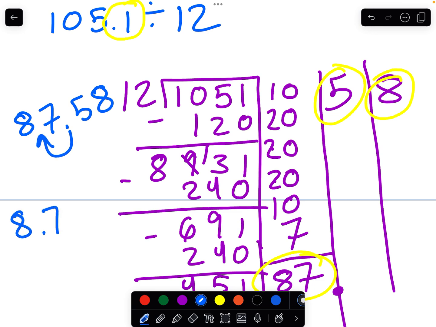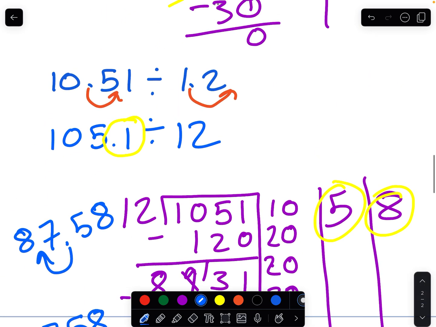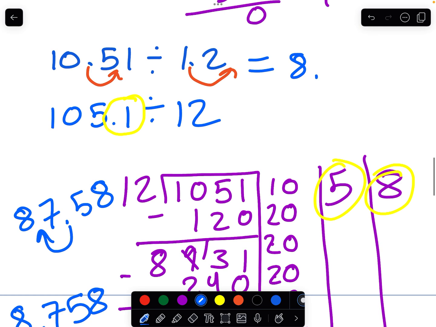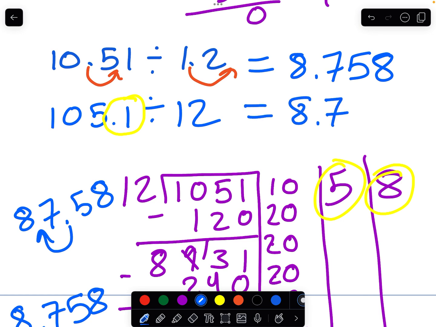So actually my answer is 8.758. So 10.51 divided by 1.2 is 8.758. Let's say I want to round it to the nearest hundredth. It would just be 8.76. And there you have it.